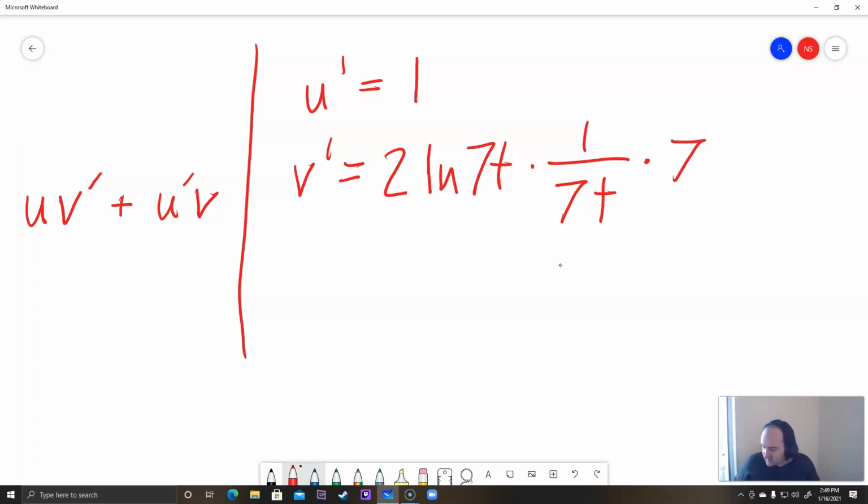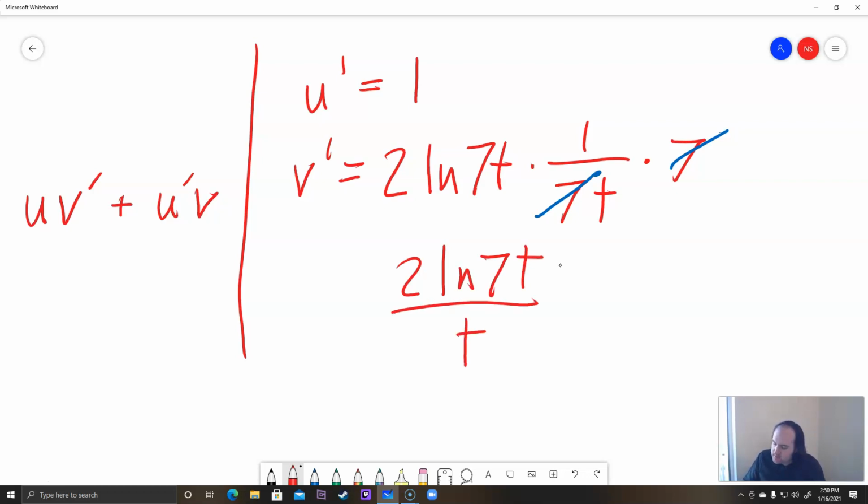Okay, and then stuff is going to cancel out here. So the 7's cancel out. And so what we're left with is actually, on the top we have 2 ln of 7t, and then on the bottom we have a t left over. So our v prime is going to be 2 ln of 7t all over t. Okay, so we got our u prime and we got our v prime. So now we can just plug everything in here.